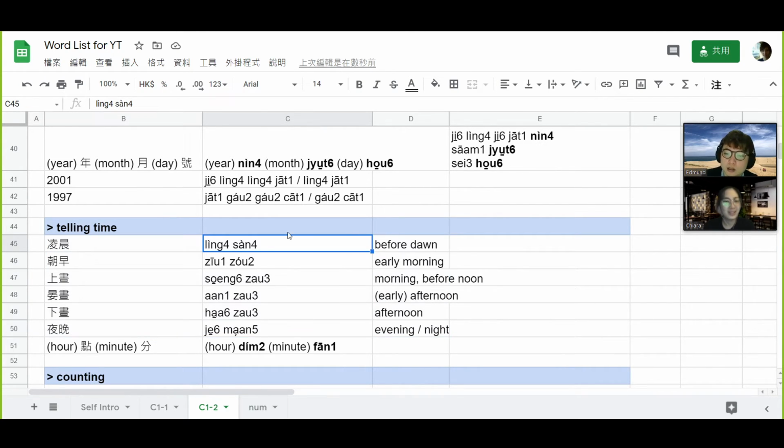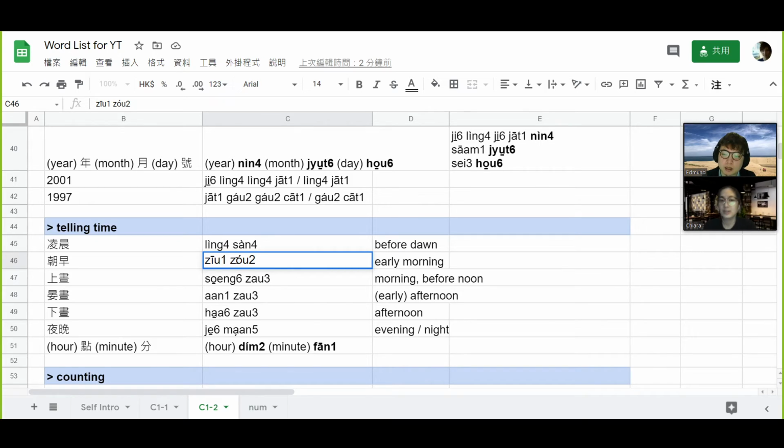So just quickly go through them together. The first one is 凌晨. 凌晨 is like the dark before the dawn, like midnight, something like 0 to 4 a.m., maybe 5 a.m. And then early morning, 朝早.